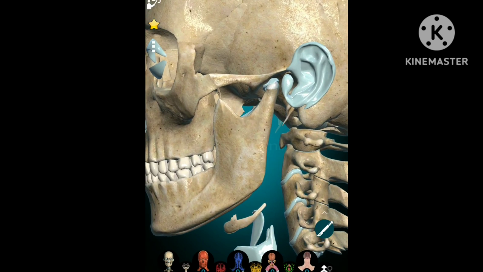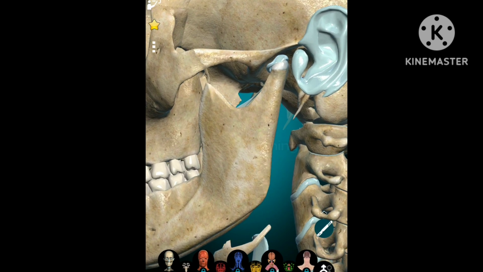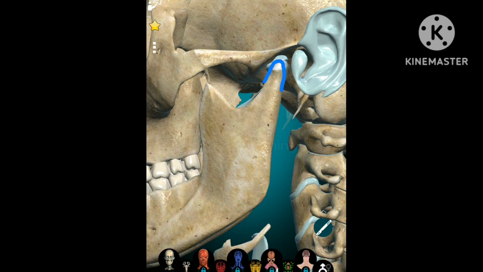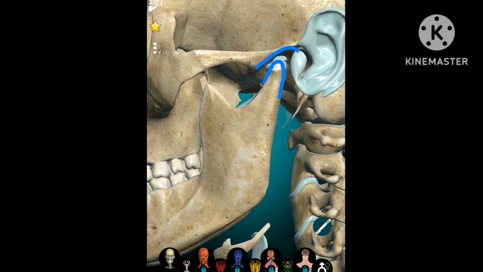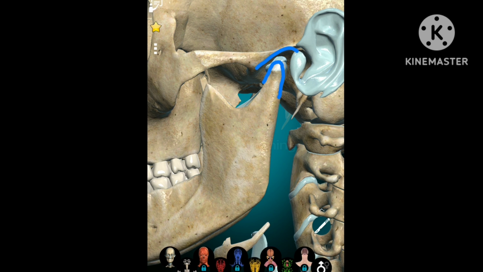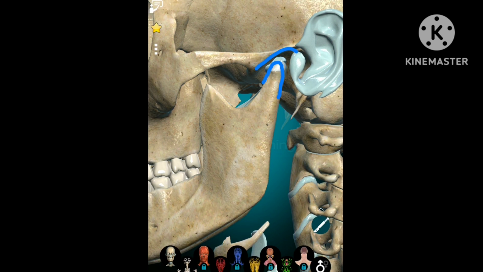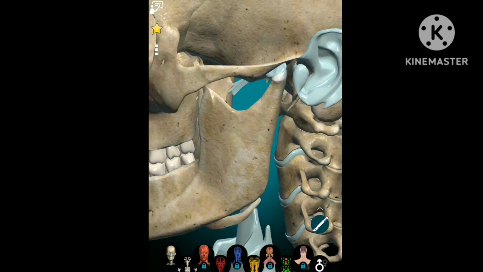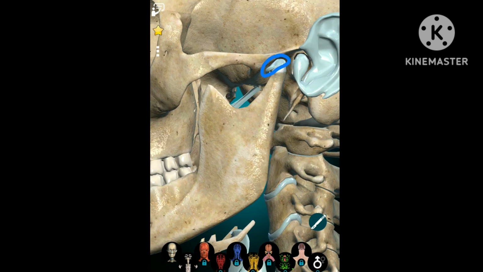Here we can see how well the condyle is articulating with the mandibular fossa. This structure is the condyle and this part is the articular fossa. It is also called the mandibular fossa as well as the glenoid fossa. In between these two structures, we can notice a fibrous cartilage type of structure, the articular disc. We will discuss this over here.